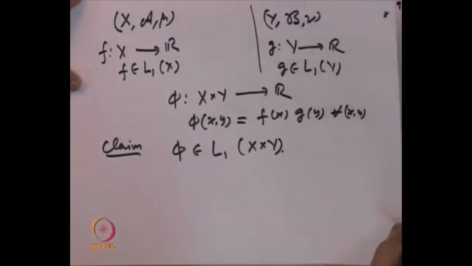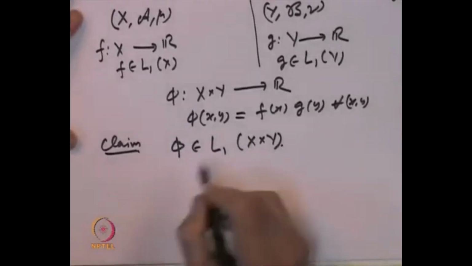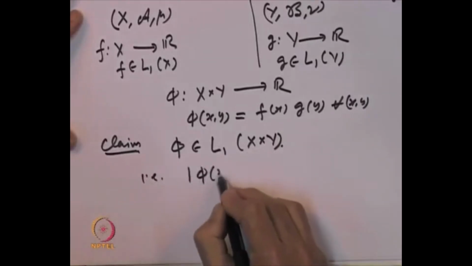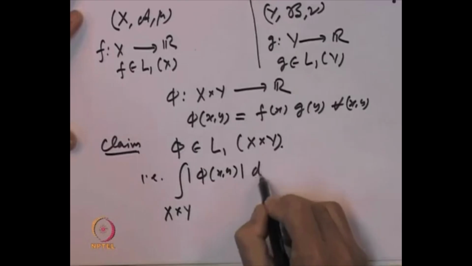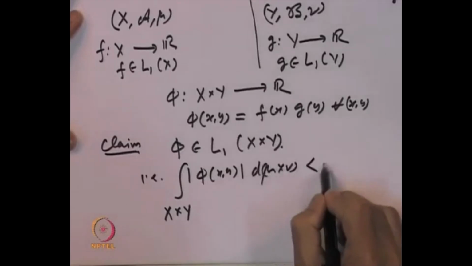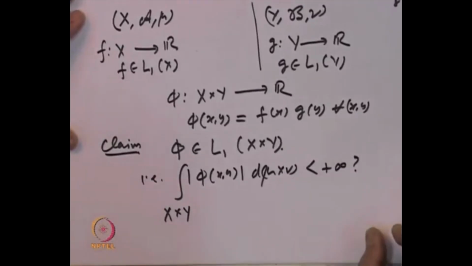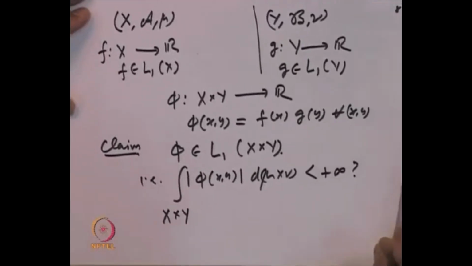So, let us see how the proof of this theorem will go. So, phi belongs to L 1. That is, we want to show that the integral of mod phi(x, y) over X cross Y with respect to d mu cross nu is finite. So, this is what we want to show. To show this, it is enough to show, because of Fubini's theorem 1 or earlier, so this is what we want to show.